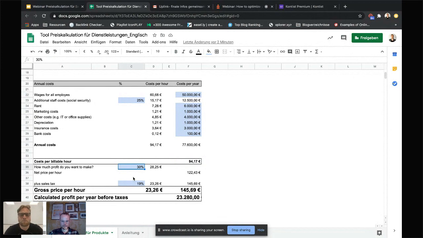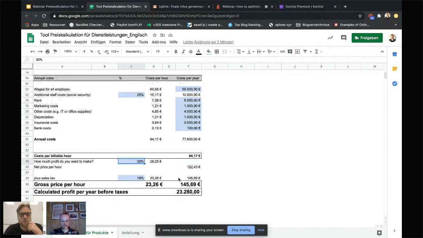30%, 40%. It depends on your feeling of what you need to feel safe, and of course what's realistic in the market. Because of course this is now a really nice calculation, but sometimes it's not possible to charge 220 euro per hour. But I think 30% is not really much for profit.